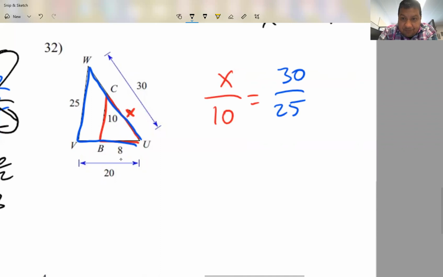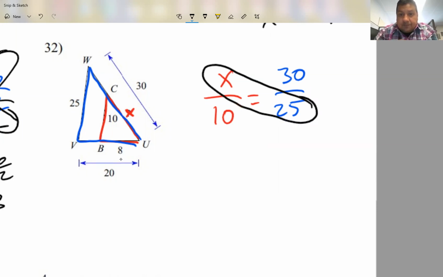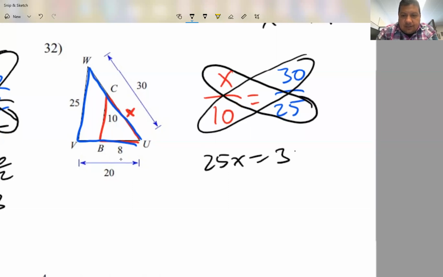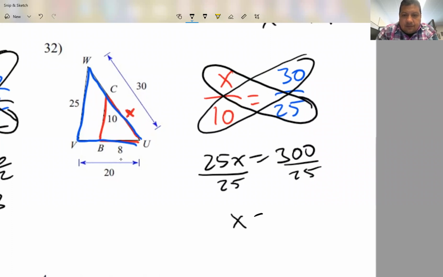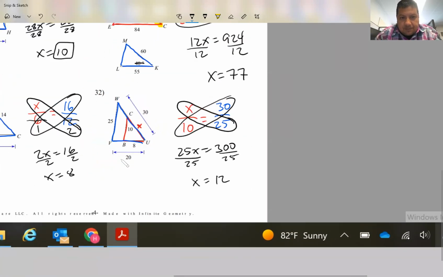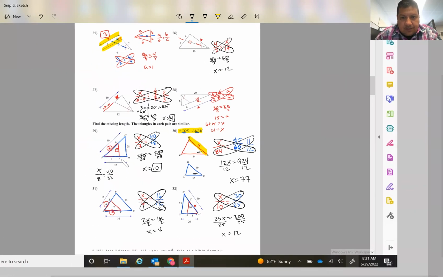I can simplify 30 over 25, I can divide by 5. Even sideways, 10 and 25, I can divide by 5. So I can simplify, or I can cross multiply whenever. Just to emphasize that you can cross multiply whenever, I'm going to cross multiply already. 25 times X is 25X. 30 times 10 is 300. Let me divide by 25. X is equal to 12. Let me zoom out, the work that we did today, where you guys can see it.